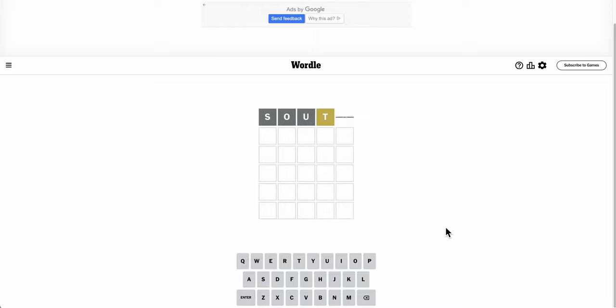I'll try starting with south. And north has been the answer before, and south is the only other cardinal direction that has five letters in it. West and east are obviously one letter too short. That gets me a T.